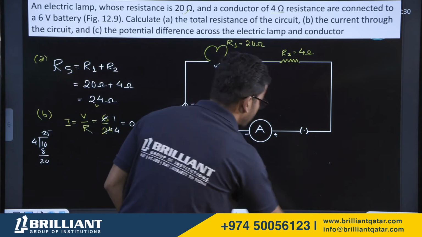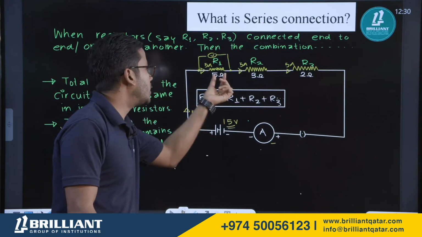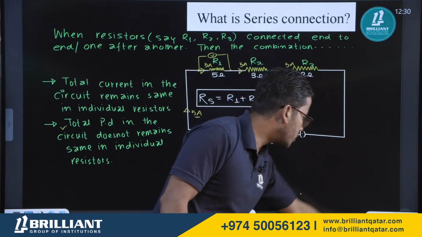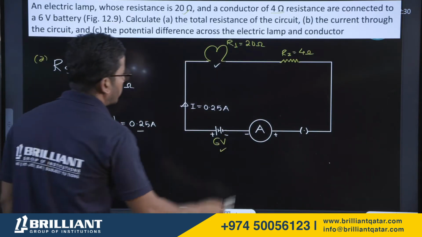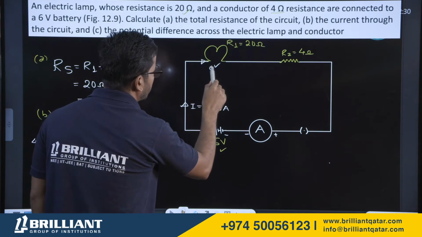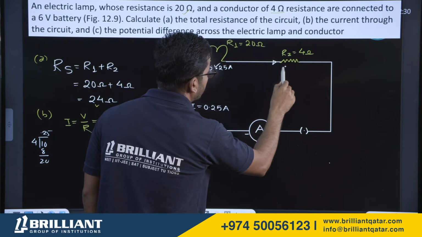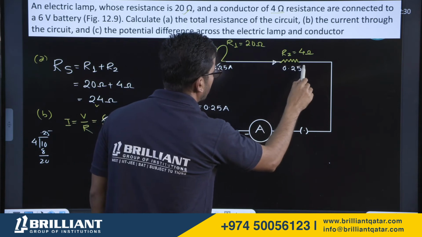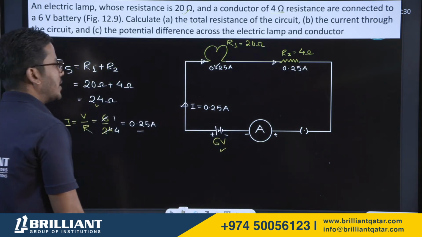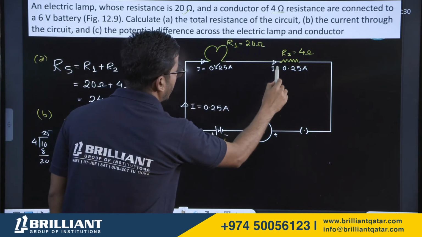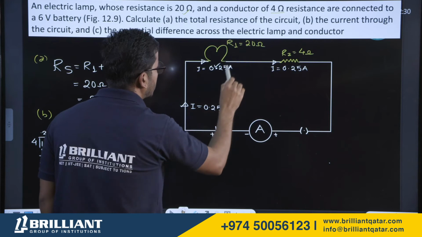See over here. The total current remains the same in individual resistors, right? Yes or no? So you're going to tell me, sir, yes, the total current flowing here in this lamp will be 0.25. In this resistor, this is going to be how much? 0.25 ampere as well. Now once I know the current value I have here, can I find out the potential difference?